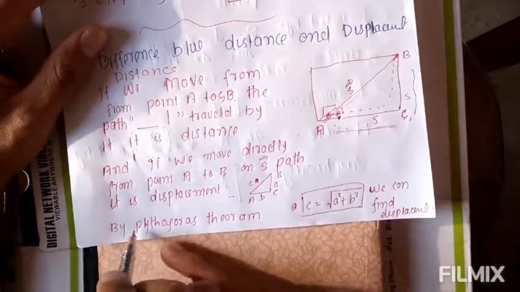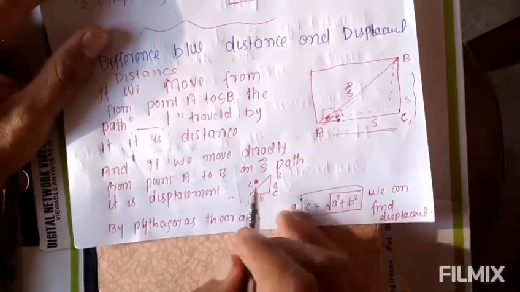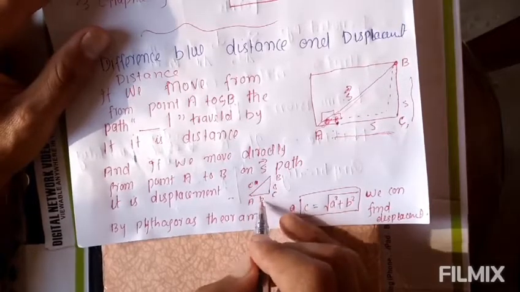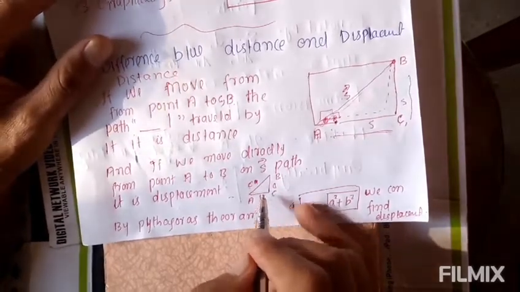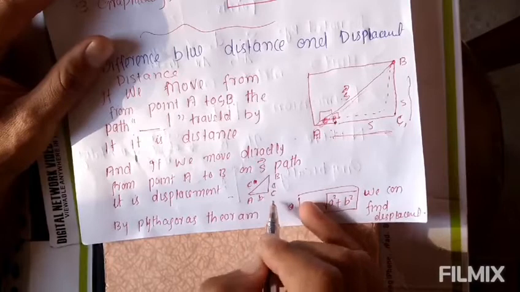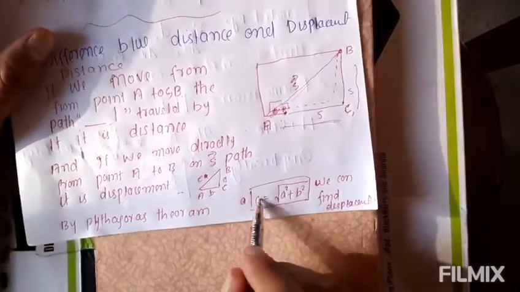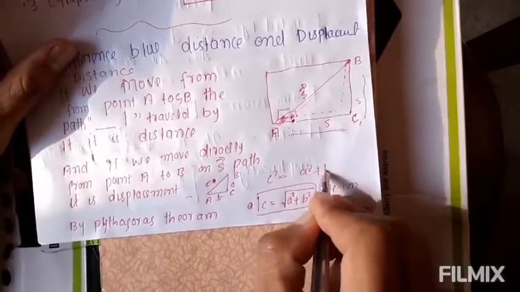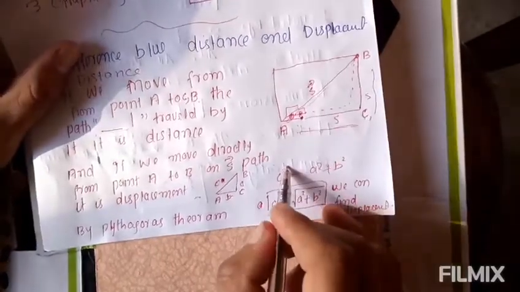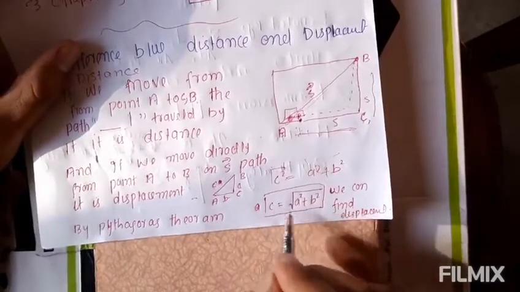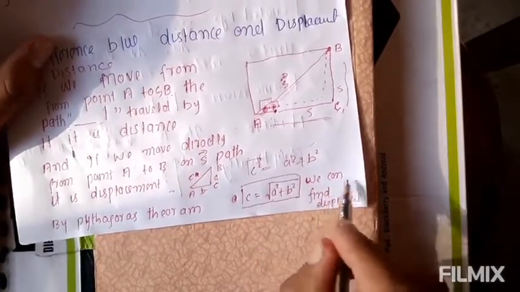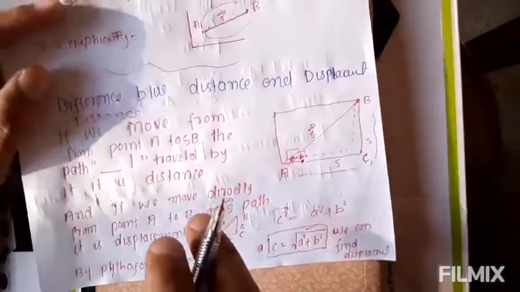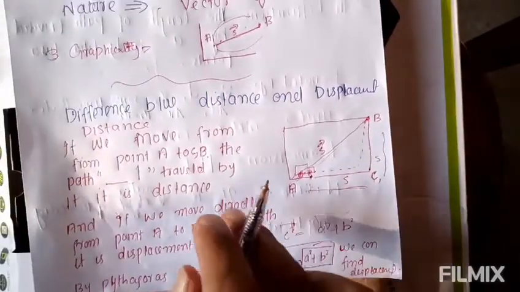It makes a triangle, so by the Pythagoras theorem, the hypotenuse squared is equal to the base squared plus the perpendicular squared. So C squared is equal to A squared plus B squared. So C is equal to the square root of A squared plus B squared. We can find the displacement from there. This is the difference between distance and displacement.